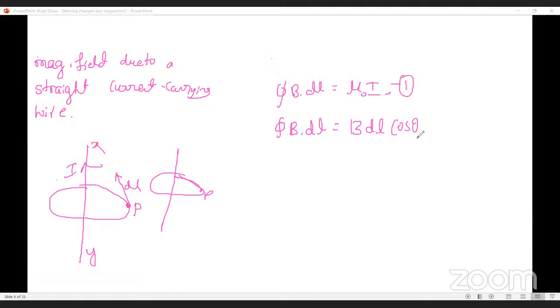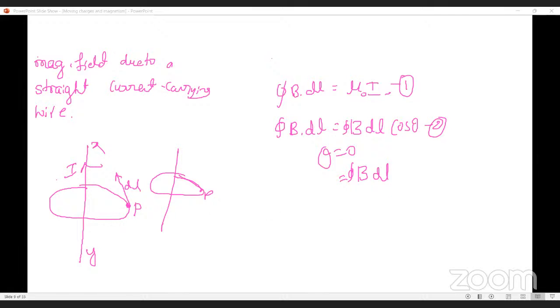Okay, but in cos theta, here the angle is 0. Therefore, cos 0 is equal to 1. Therefore, it becomes just the line integral of B dl. The line integral will remain as it is. The line integral of B dl, since the dot product has been taken care of here.